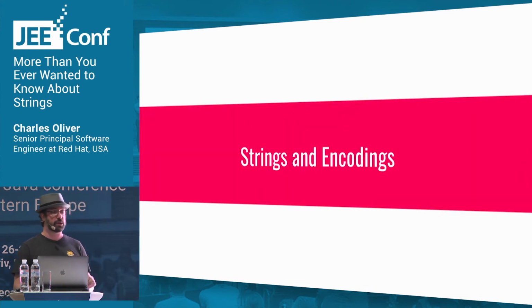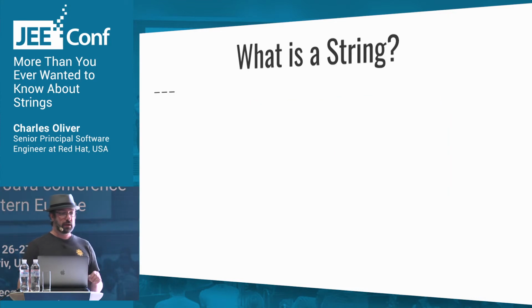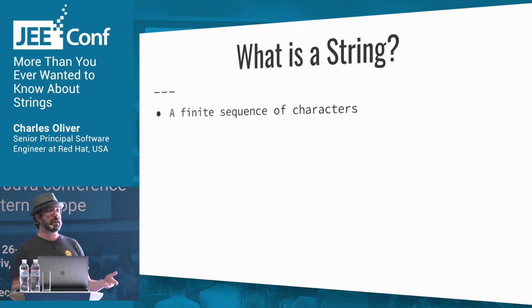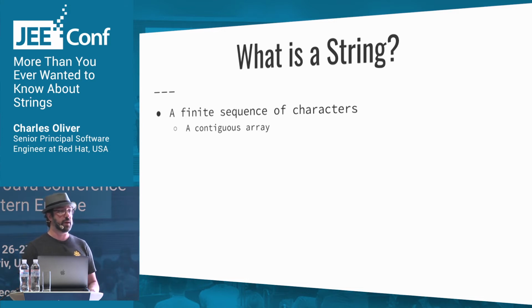Okay, so strings and encodings, we'll start off here. So what is a string? Well, most of us know generally what a string is. Conceptually, it's a finite sequence of characters. Now, usually, on most platforms, this is just represented as a contiguous array, an array of bytes that may be represented as characters, or UTF-16 16-bit arrays. This can also be represented in other ways.